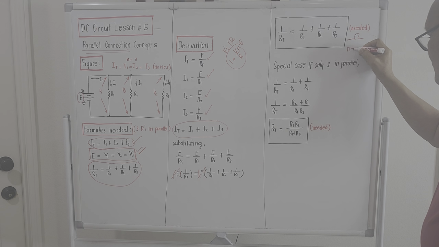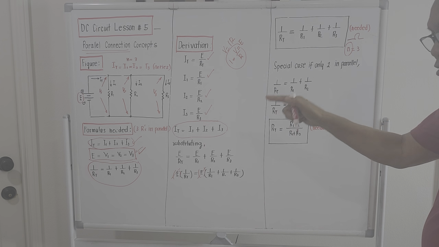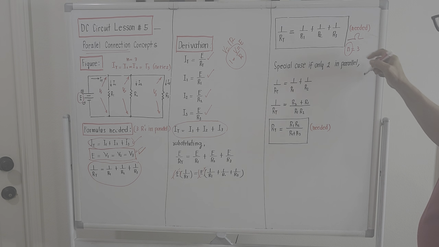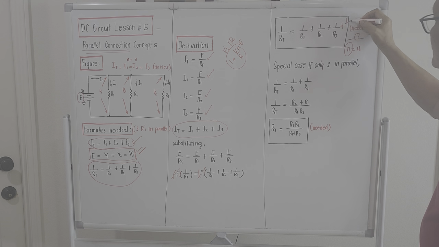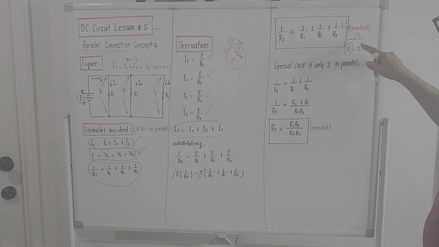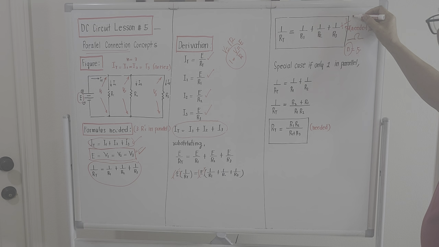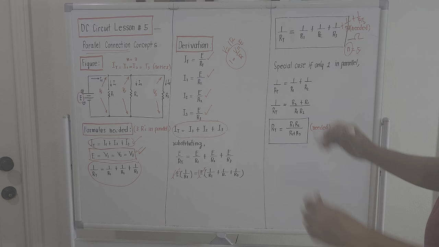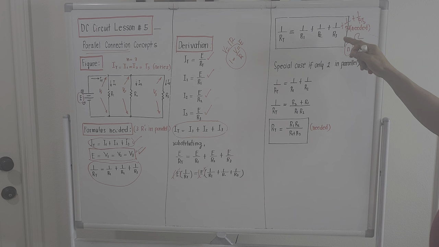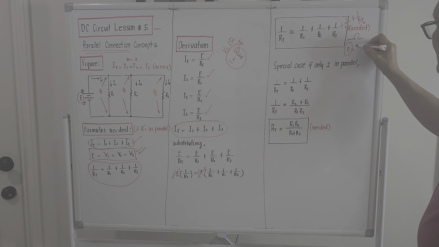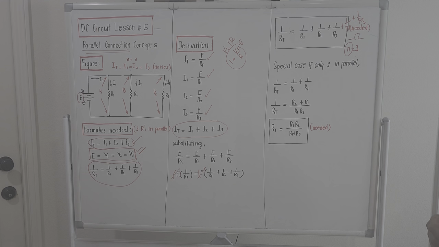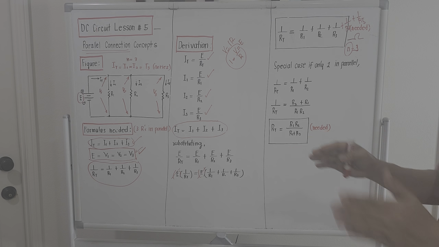If the value of N is equal to 3, and what is N? The total number of resistances which are connected in parallel. So if N is equal to 4, this should be plus 1 over R sub 4. If N is equal to 5, we add plus 1 over R sub 5. Just be very flexible. So meaning to say, if the last one here is R sub 3, the value of N is just 3. We don't have to disagree with that.